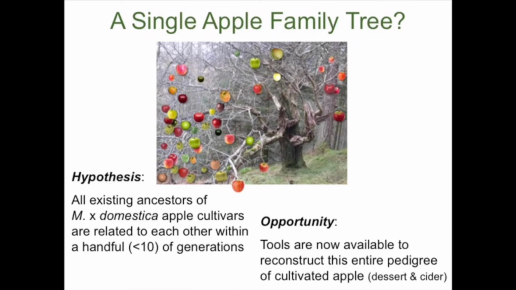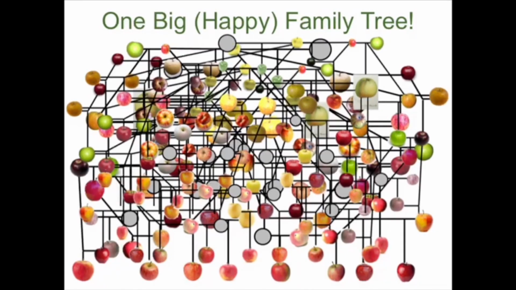So I think we can ultimately develop something like this. It's just a hypothetical, but one big happy family tree, right? This is really what it ends up looking like. It'd be more like that. So that's what I'm working on right now, is to redo all of this.